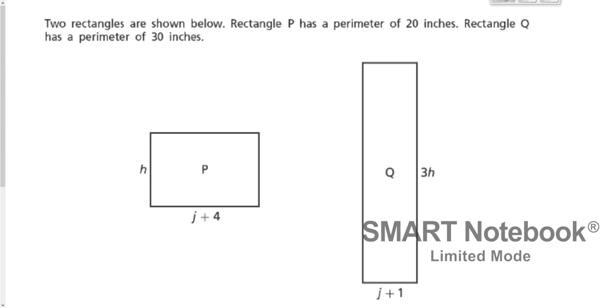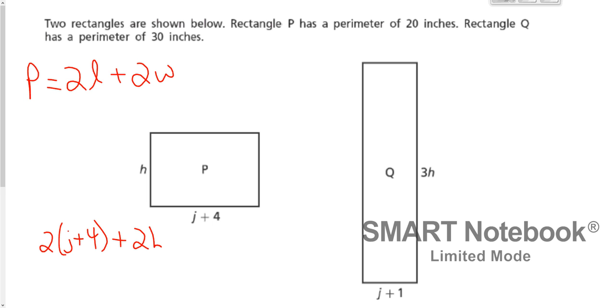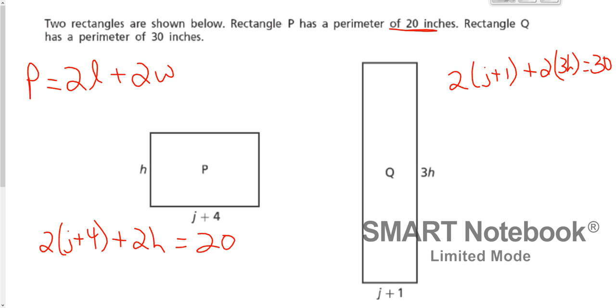So the perimeter is when you add up all 4 sides, or the perimeter of the rectangle is 2 times the length plus 2 times the width. So for rectangle P, that would be 2 times (j + 4) plus 2 times h, and they tell you that the perimeter equals 20. For rectangle Q, it would be 2 times (j + 1) plus 2 times 3h equals 30. 30 is in the question.